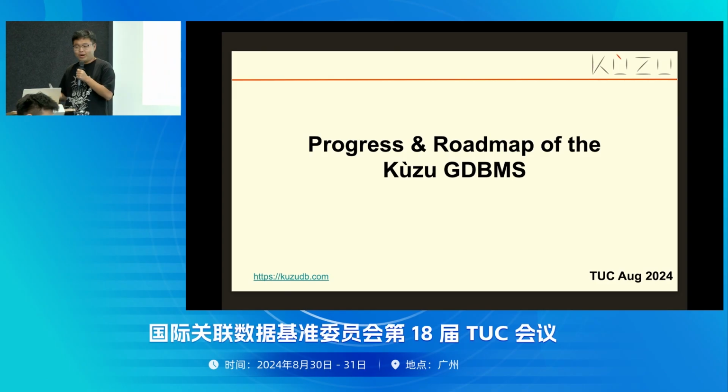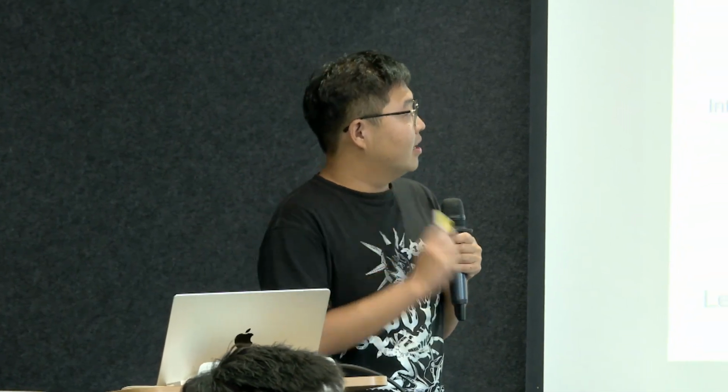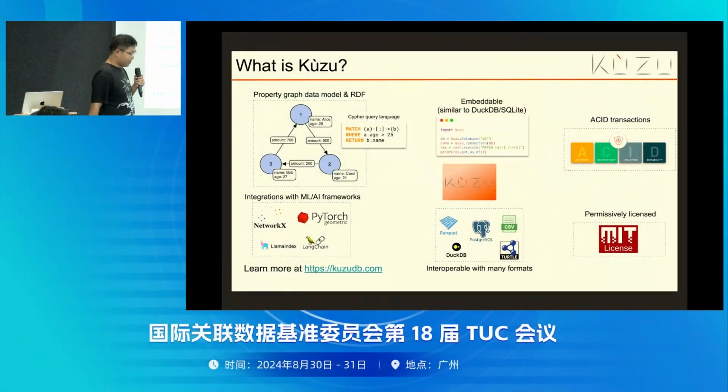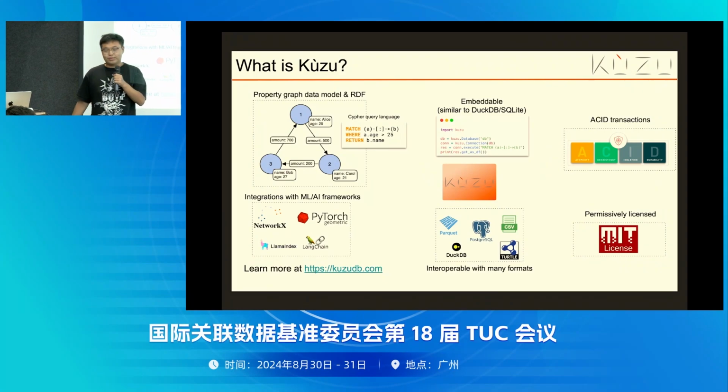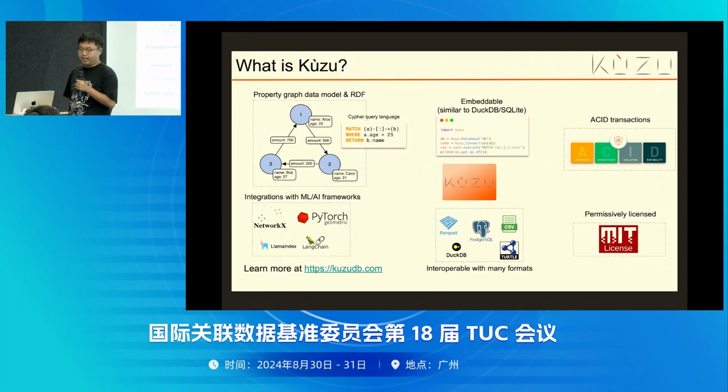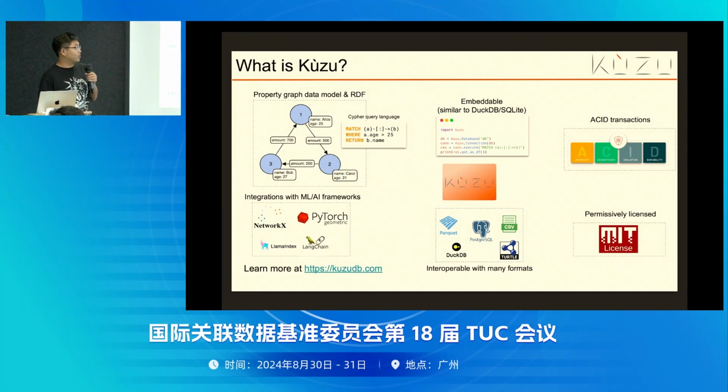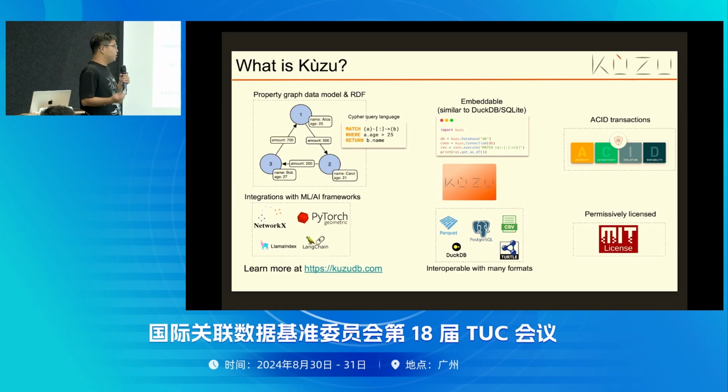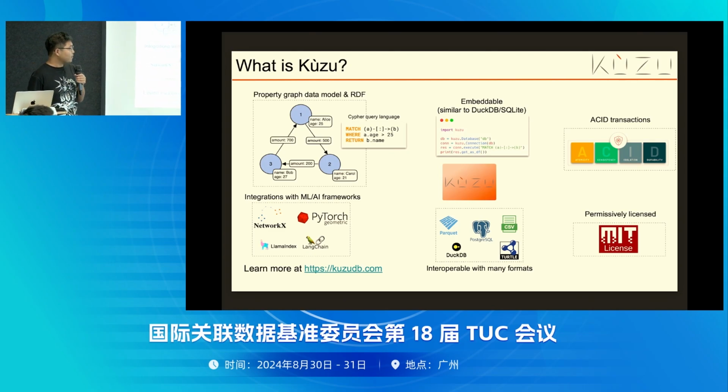My name is Xiang. I'm one of the engineers at Kuzu, and today I will be presenting the progress and roadmap of Kuzu Graph Database Management System. Let's start with what is Kuzu. Kuzu was originally started as a research prototype from University of Waterloo, and we officially incorporated it and spun off last year. So now Kuzu has been commercialized as a product in a private company.